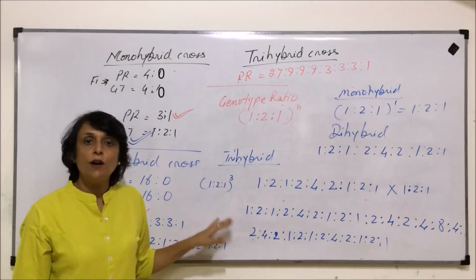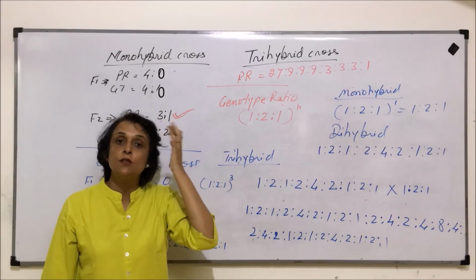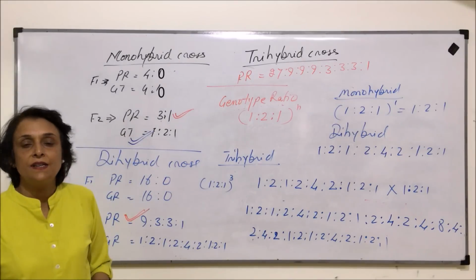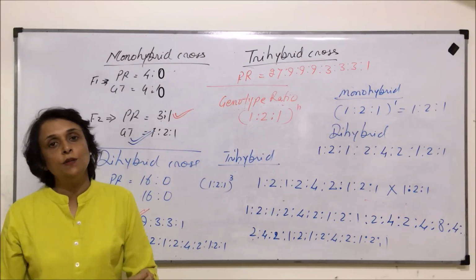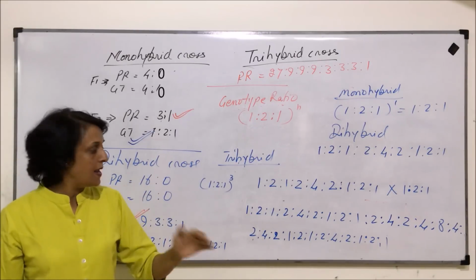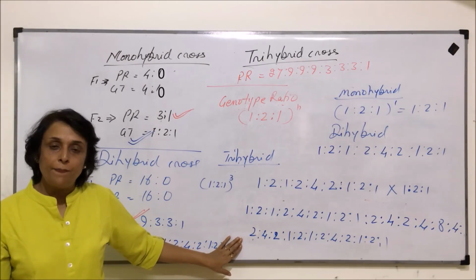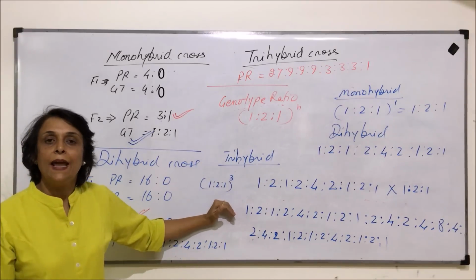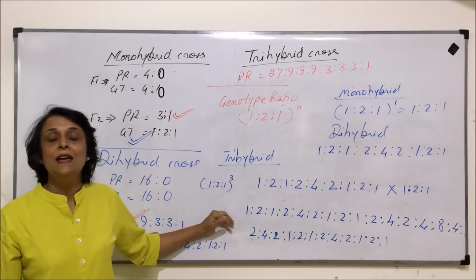So this is just a shortcut, and these are standard, because whenever we talk of mono, dihybrid and trihybrid crosses, we always start with the Mendelian principle. And if we start with Mendelian, the end result is going to be the same. So that is why these formulae help whenever we are appearing for an exam.